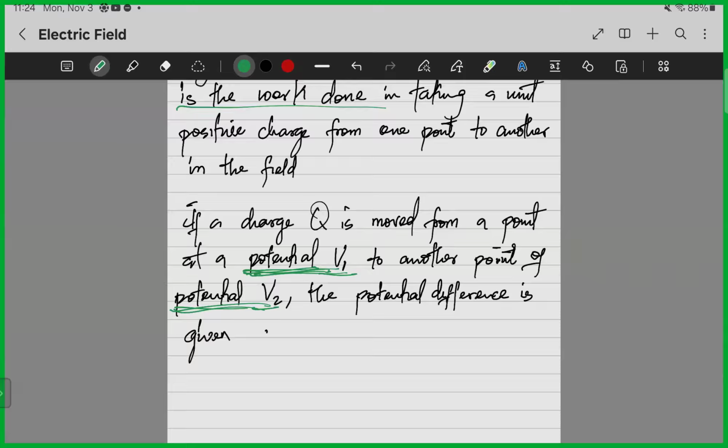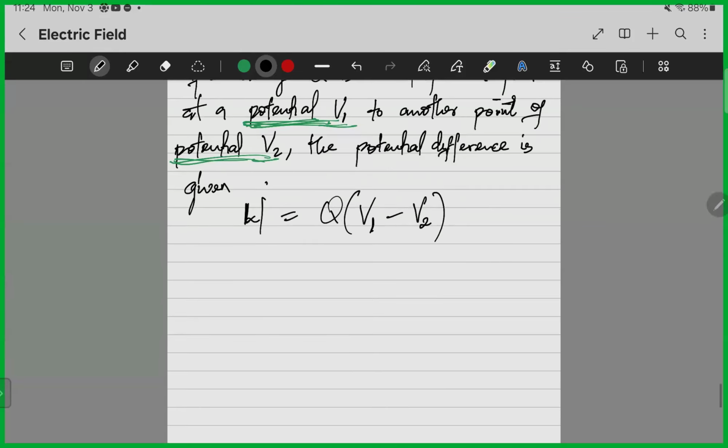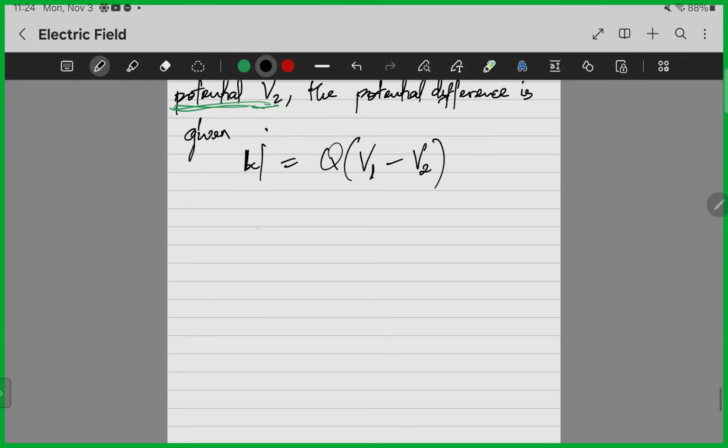If we now want to talk about the potential difference, we call that work done. And so that work done is defined as Q(V1 minus V2). So let me explain better by saying, okay, we have a point A and a point B, and the distance separating those 2 points is r.